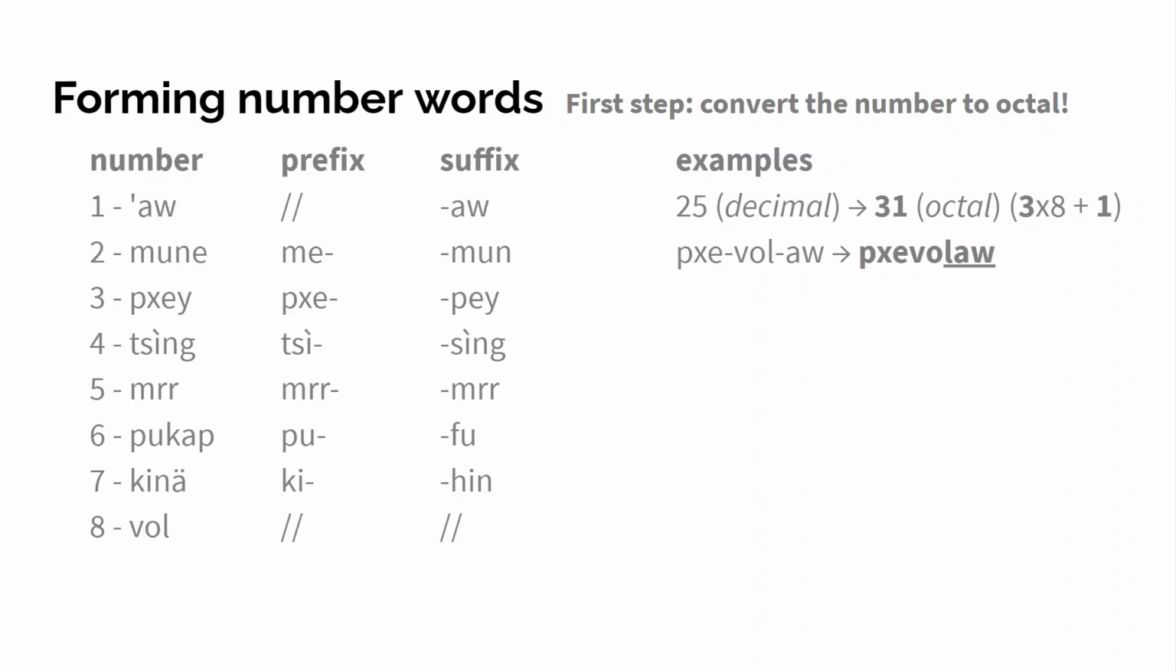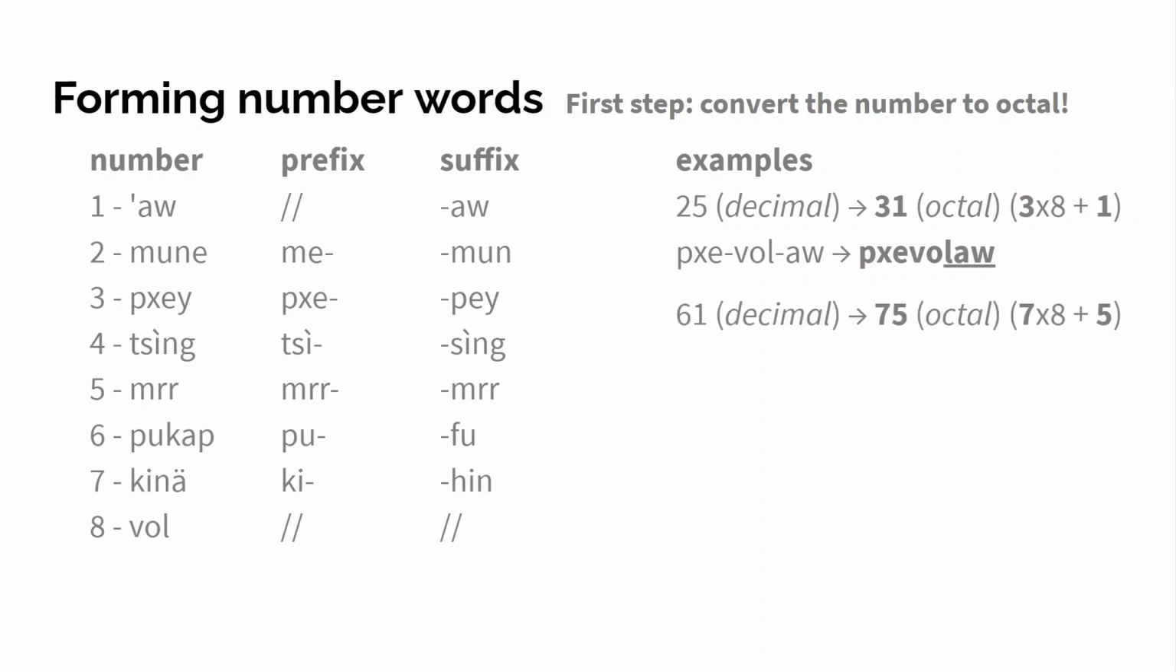That's basically what you always do. The last number, always use the suffix form, so here you use the au. And for the numbers before, you use the prefix form, so p'e for the 3 in 31 octal, plus the number you're describing, so 3 times 8, so you're describing the 8, so we need p'e vol.